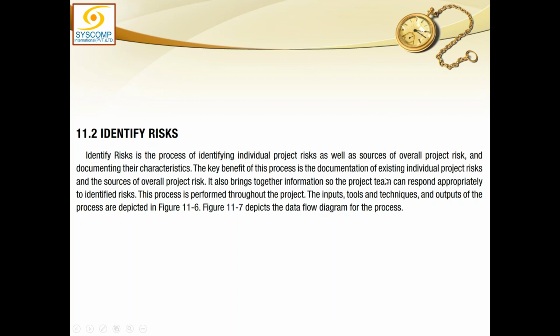The key benefit of this process is the documentation of existing individual risks and the sources of the overall project risk. So we may not know the overall project risk, but what could be the source of overall project risk? We may not be very clear about it at this stage of identification. Our more focus should be on the individual risk at that point. But if we can find some source for the overall project risk and it can be pointed out, it could be written down. It also brings together information so the project team can respond appropriately to identified risk.